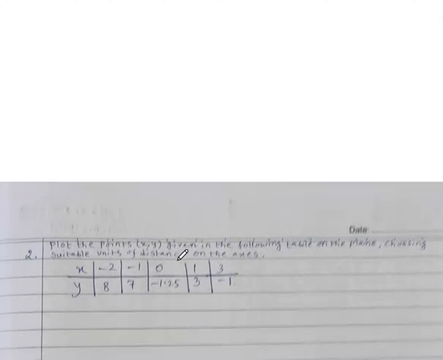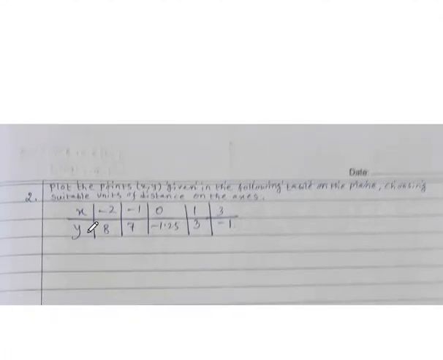Now, observe again and again and try to learn this properly. Second question. Plot the points x, y given in the following table. Choose a suitable unit of distance on the axis and represent these points. X, y: minus 2, 8; minus 1, 7; 0, minus 1.25; 1, 3; 3, minus 1. These points we are going to represent on the graph. Point means x and y only.